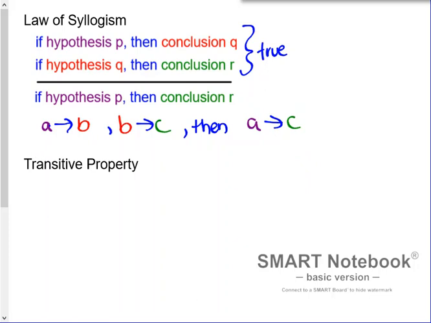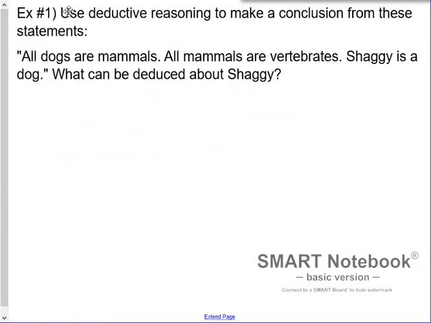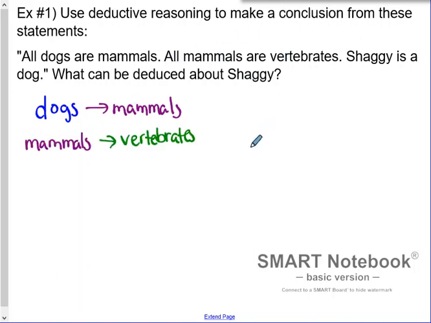Okay, so an example of using this, you have done this before and you've probably done this all the time, but our first example is we're going to use deductive reasoning to make a conclusion from these statements. So all dogs are mammals, all mammals are vertebrates, Shaggy is a dog. Now we are going to see what can be deduced about Shaggy. Okay, so our first statement is all dogs are mammals. Yes, that is true. All mammals are vertebrates. That's also true.